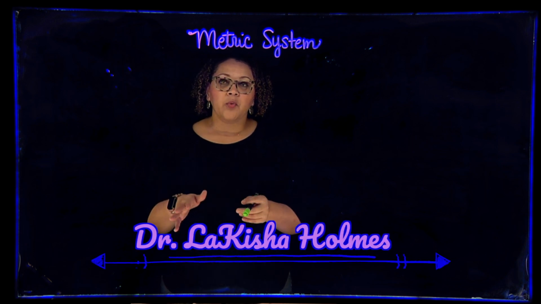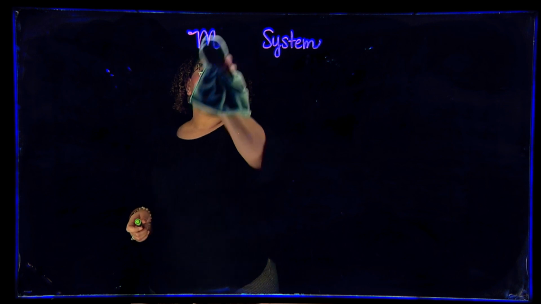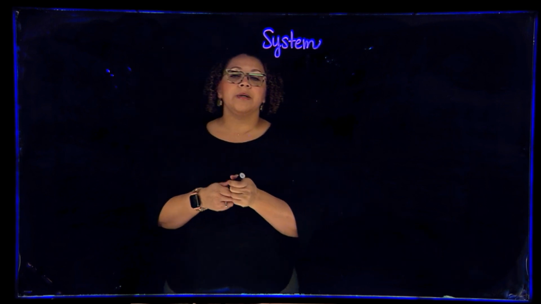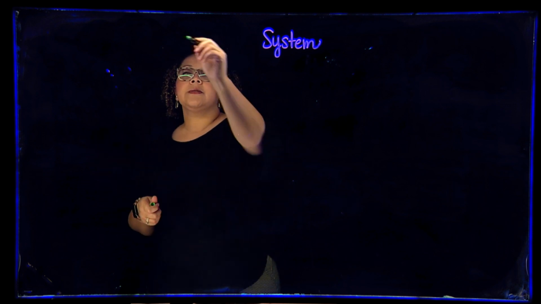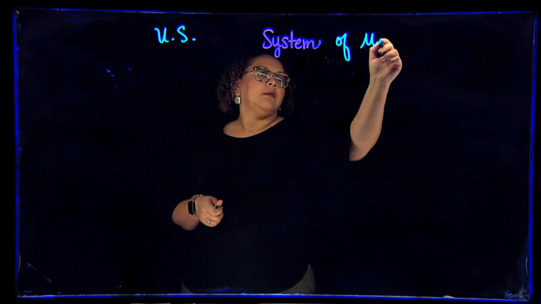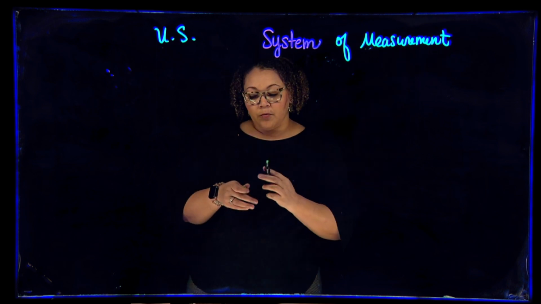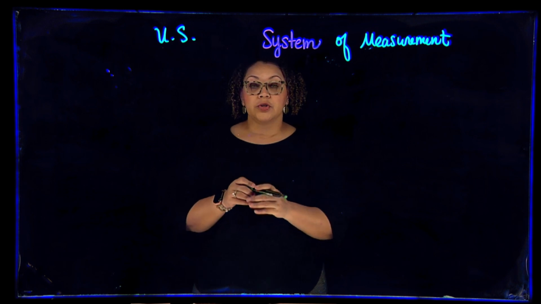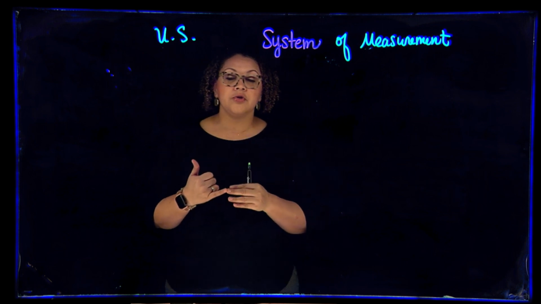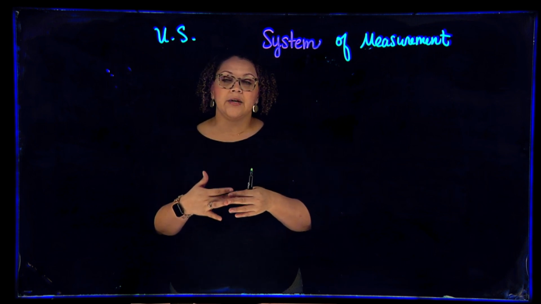In our next example, I'm going to erase this word metric. We are going to switch to the U.S. system of measurement, or called the Imperial System. And when we use this system, you have to know the conversion. So we do recommend that you look up a conversion chart. There should be one posted in your course shell. Look in the content area.